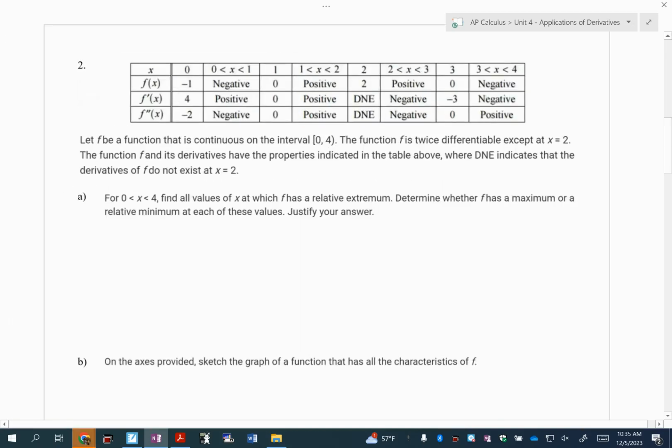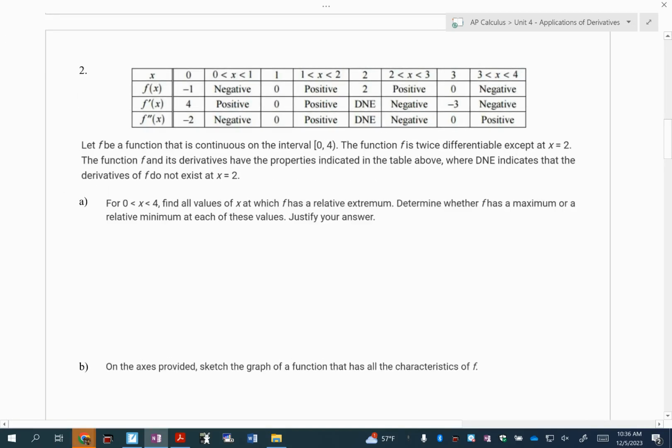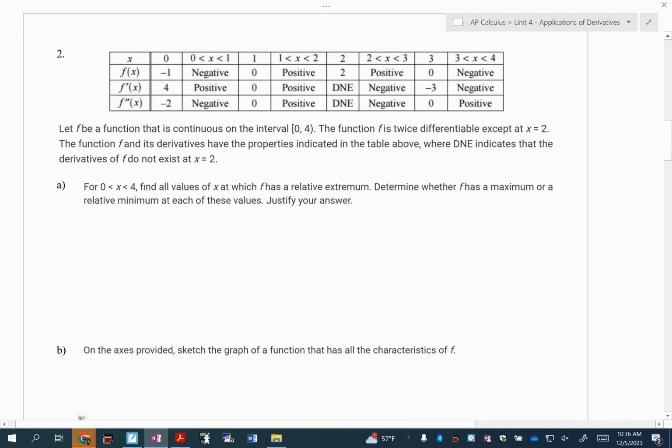All right, in this video, I'm going to go over number 2 from the Unit 4 free response review. So they give us a table where they're giving us actual x and y values, as well as some signs if you were to plug in a value in between those different x values. You'll notice that for a few of these, it says DNE, so we cannot evaluate the first derivative or the second derivative at x equals 2.